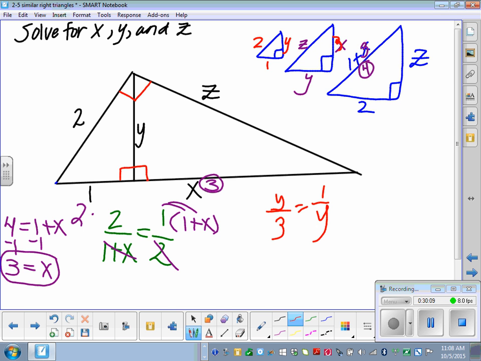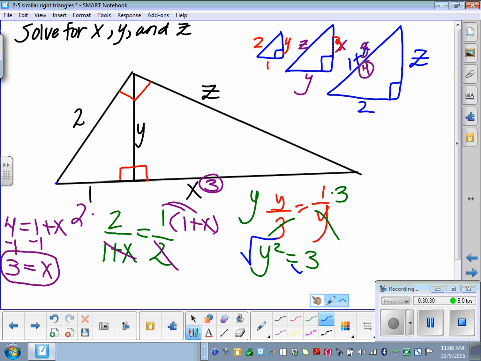Do we have more than one different variable? No. We have the same variable, so we're good. We can cross multiply and solve. Question on how I got that part? Cross multiply: multiply both sides by y, it divides out over here, multiply both sides by 3, it divides out, so we have y squared is equal to 3, square root it, and we get y is equal to 1.7.